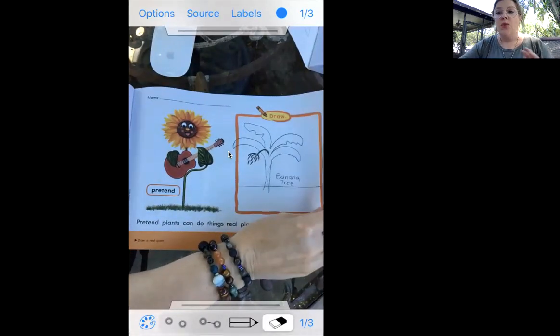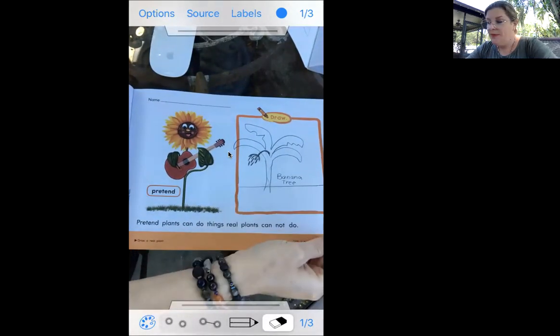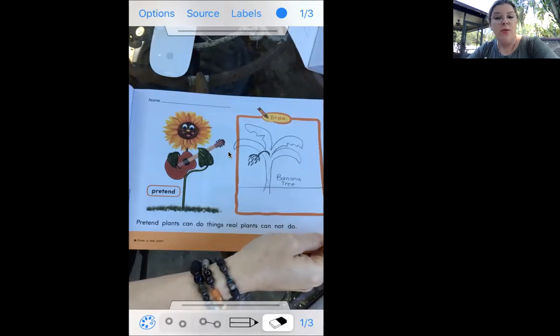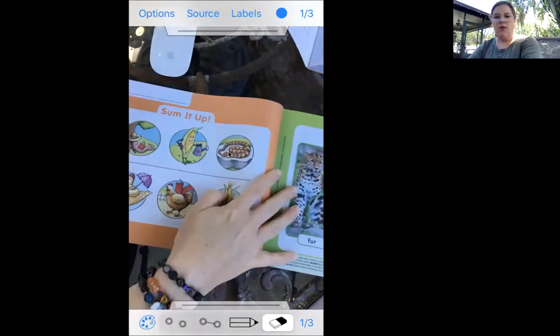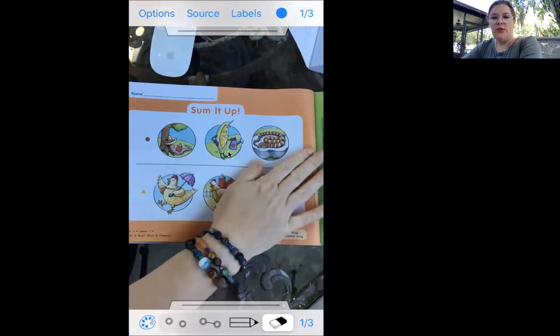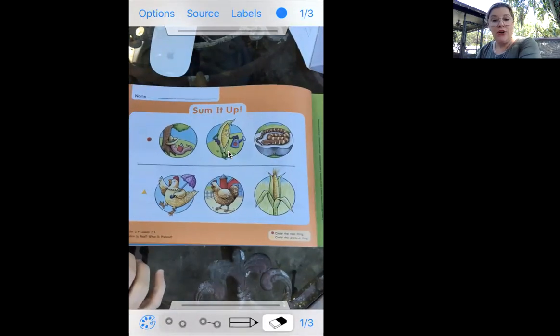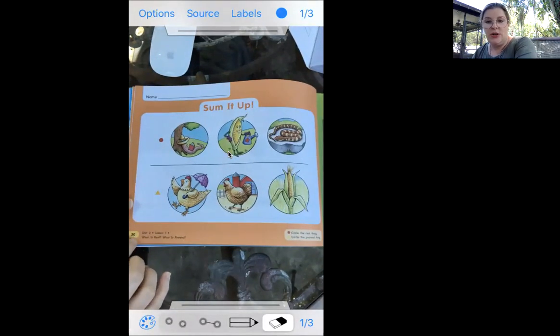Now, my friends, we're going to turn the page. And if you're not done drawing your real plant, go ahead and pause the video. But if you are done, go ahead and turn the page. Now, on your own, you're going to finish page 30. All right, page 30.